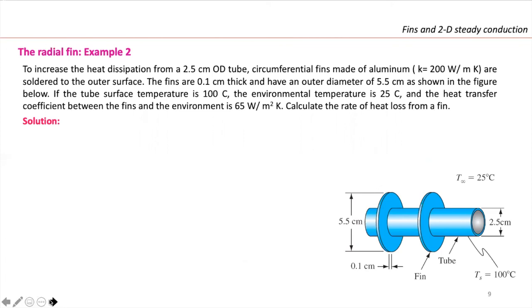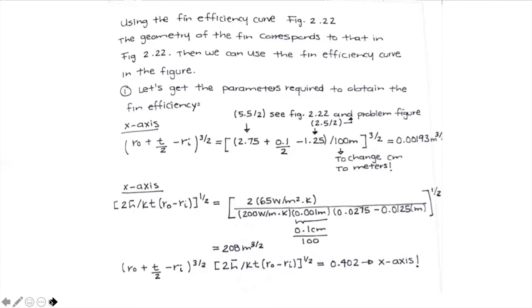Then you have this example in your textbook, okay? If you want to look for it in the book, that's fine. I don't remember at this point which number of example, it is example 2.7 in your book. So we are going to use the fin efficiency curve. Why? Because we are dealing with a radial fin, right? So then we are using figure 2.22.